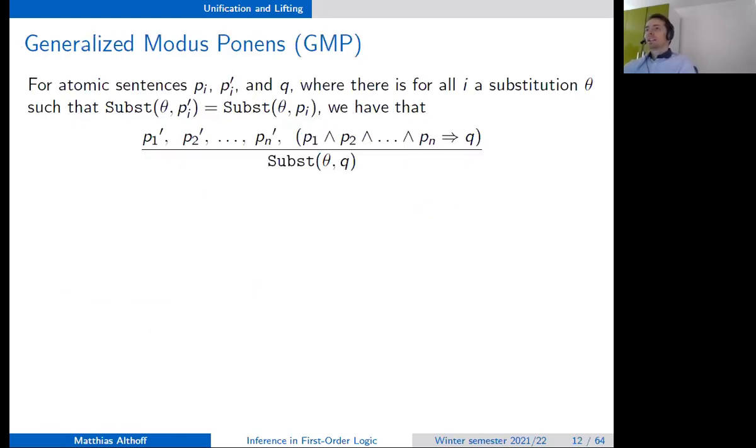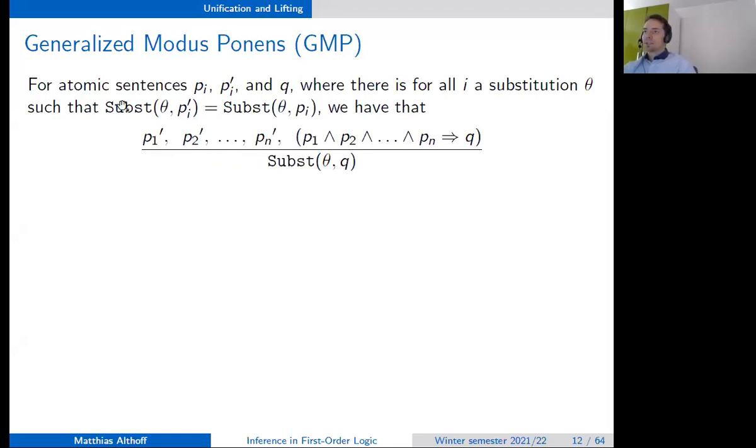So how does it look? We have several facts, P1 prime up to Pn prime. And then we have an implication with several premises, P1 up to Pn, which imply Q. And if we can find a substitution such that P1 matches with P1 prime, P2 matches with P2 prime, and so on, then we can infer Q. But of course, because we have used these replacements, we also have to apply this replacement to Q. So we also have to use the same substitution, theta, and apply it to Q. And here is then the inference rule.